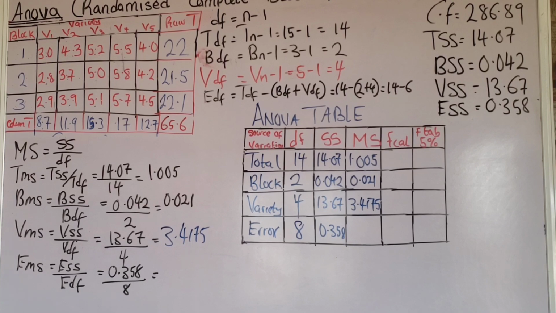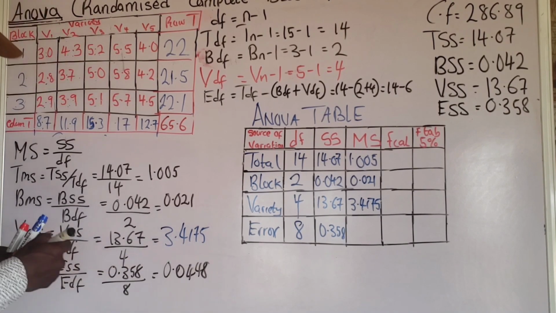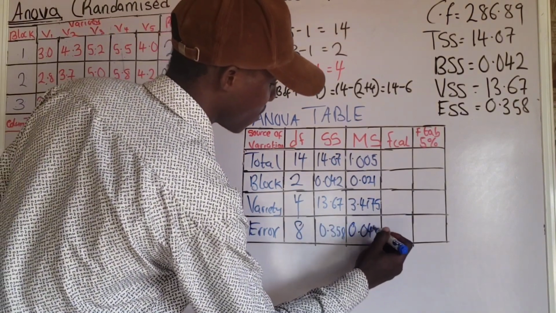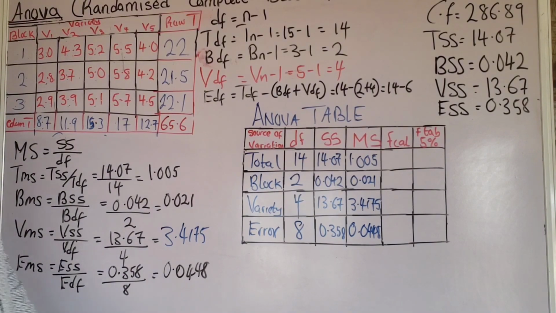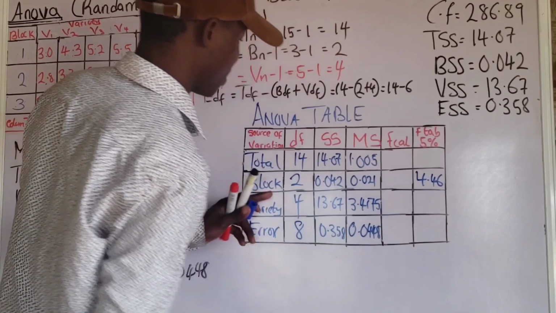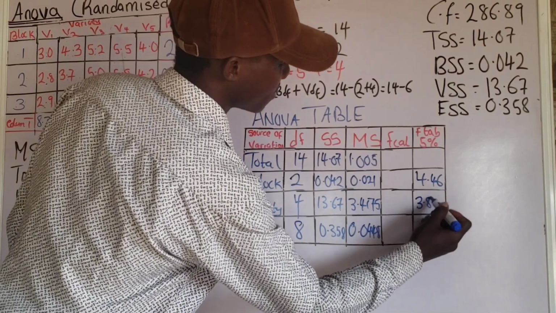So here I'm going to have 0.0448, that is the mean square of error. Now, don't forget, we are given that the F tabulated at 5% for block is 4.46, and for variety it is 3.84.